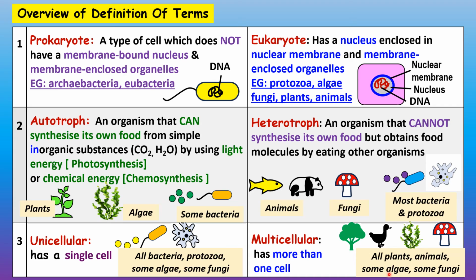Then unicellular and multicellular organisms have been discussed. So all bacteria, either Archaebacteria or Eubacteria, they are all unicellular. Okay, and Protozoa is a unicellular organism, and also some fungi like yeast are unicellular.